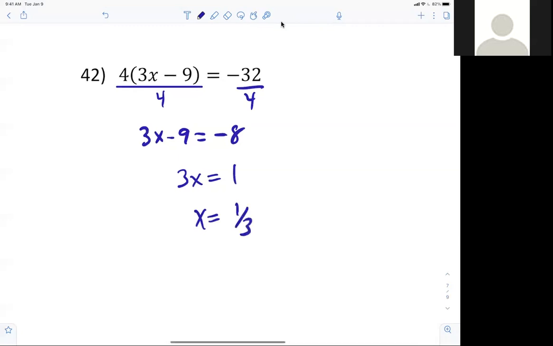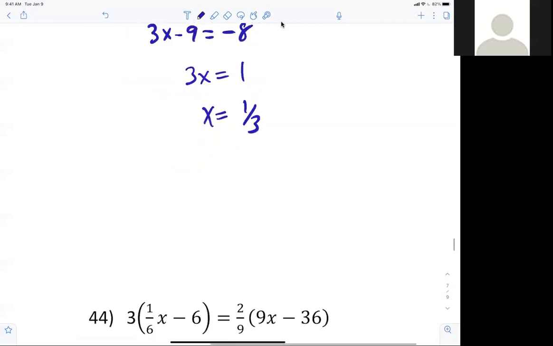Good. 1 divided by 3 is not 3. All right. 1 divided by 3 is 1/3. Again, it's easy to make that mistake and write a 3 down, but it's not. You're dividing by 3. Therefore, it's 1/3.